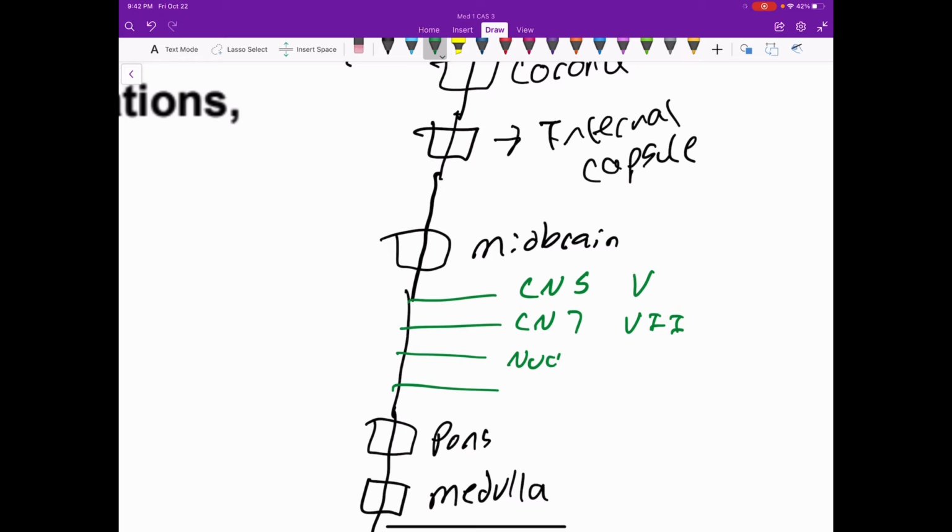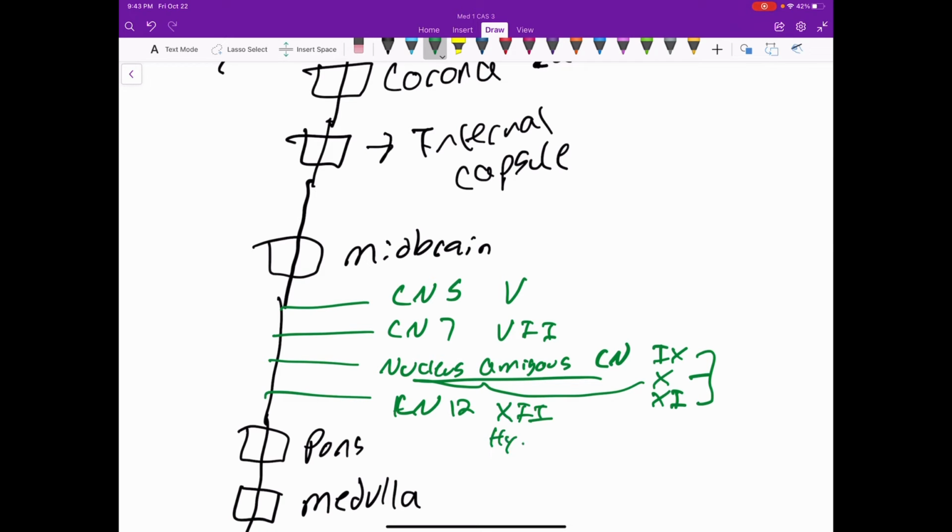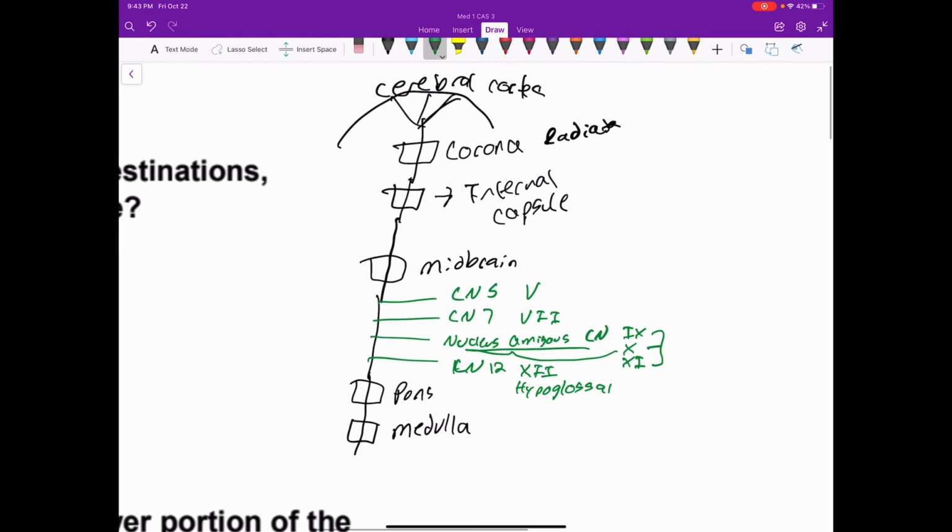We got nucleus ambiguus. And now, I don't know if it did, I forgot, but if the question doesn't give us nucleus ambiguus as an answer choice, and it gives us CN IX for 9, or it gives us X for 10, or it gives us XI for 11, we should know any of these 3 are part of the nucleus ambiguus. Okay, and then the last one we know is cranial nerve 12. Or I should write XII, and this was the hypoglossal. Fine. So now, knowing these structures, we should get the answer.